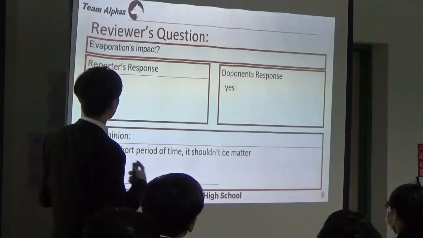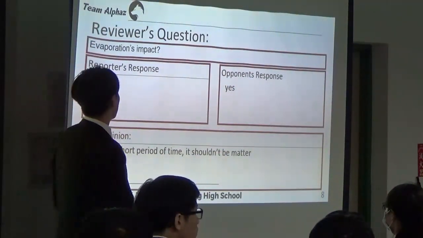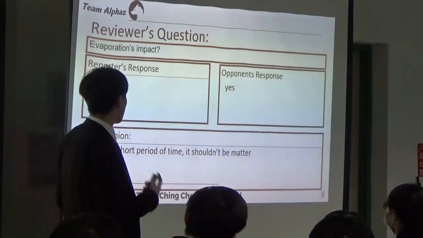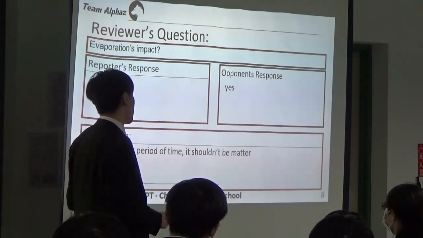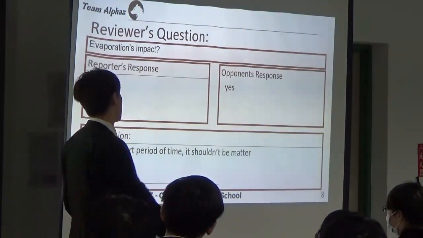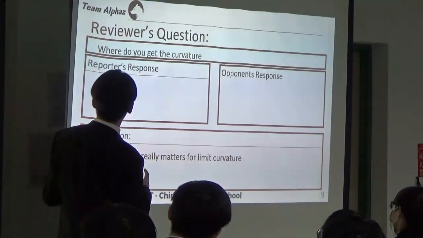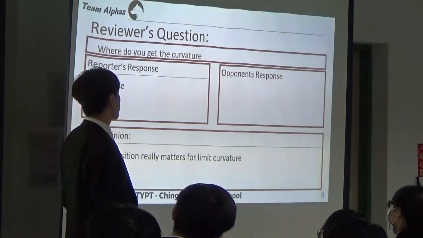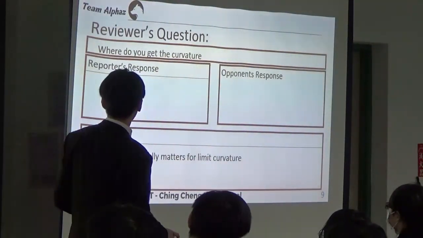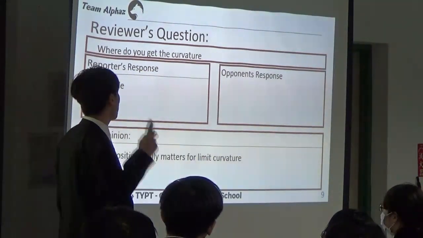For the reporter's portion, we first asked about the evaporation's impact, and the reporter and opponent both state that it will affect. In our own opinion, if it's a short period of time, it shouldn't matter if the experiment is done in a short period. The next one is: where did you get the curvature? The reporter's response is in the middle, and we believe that the position will affect it, and it should be measured in the middle, as used for their experiments.